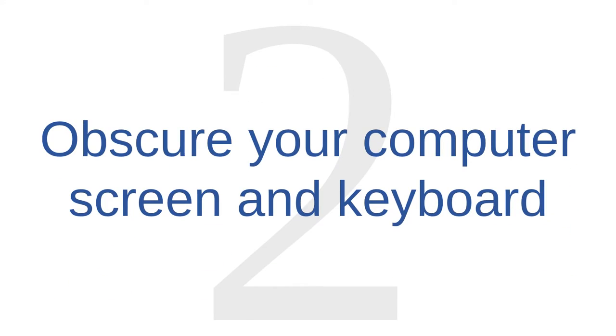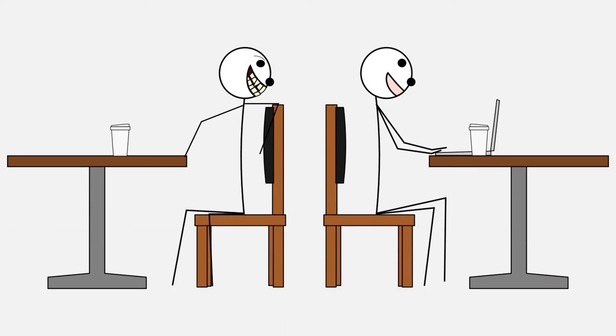Wireless security tip number two is to obscure your computer screen and your keyboard. Peeking over somebody's shoulder is a pretty low-tech cyber attack, but it can be an effective one. Cybercriminals will position themselves so that they can see a user's computer, and they'll watch the screen. Or they could watch the keyboard and observe private information like passwords or account numbers as they're typed. You might be surprised how proficient some people are at watching and reading your keystrokes.